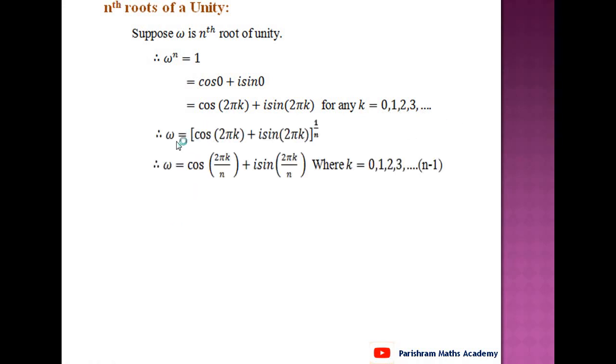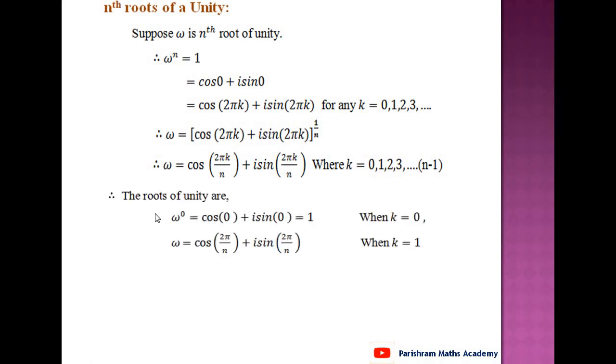And therefore, omega equal to (cos 2 pi k plus i times sin 2 pi k) raised to 1 upon n. And then by De Moivre's theorem, we get cos of 2 pi k upon n plus i times sin of 2 pi k upon n, where k equal to 0, 1, 2, 3 up to n minus 1. This is an nth degree equation. Therefore, this equation has n roots, and therefore k takes values from 0 up to n minus 1. These are n values of k.